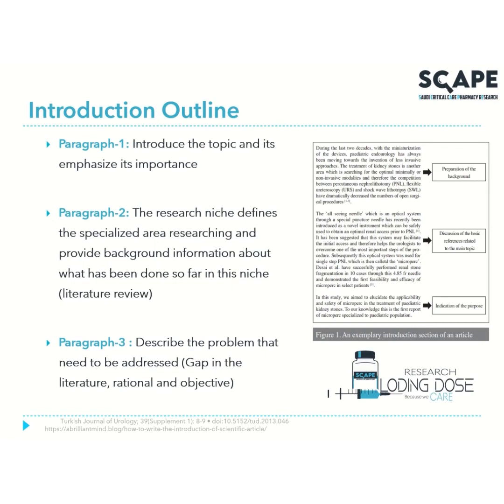Then you present the research niche. You mean what is the problem that is available in the literature, and compare and present what the literature found relevant to that problem in the literature review, and then describe the problem that needs to be addressed. In other words, the gap in the literature, the rationale, or an objective.